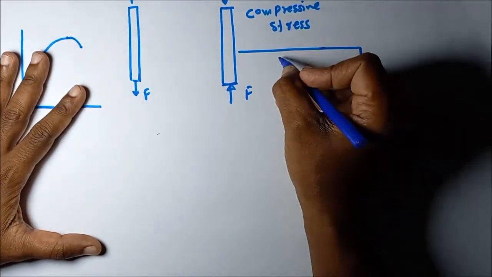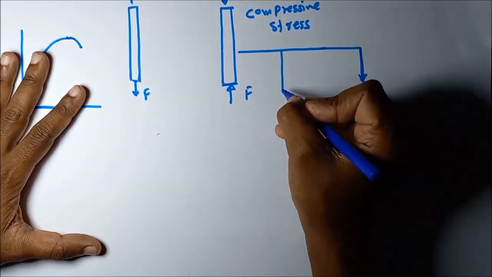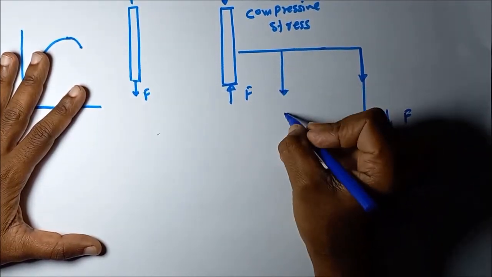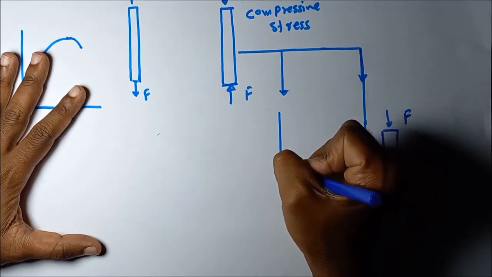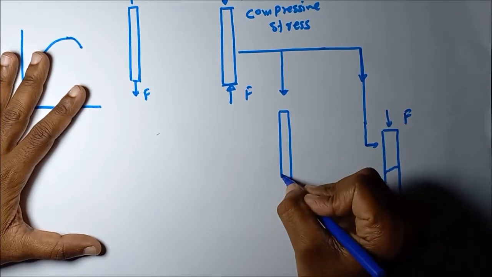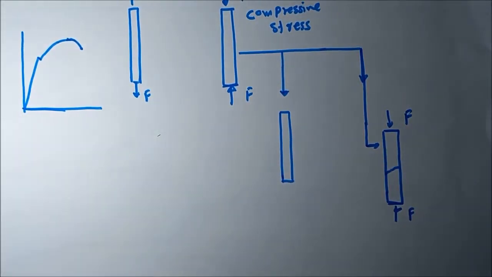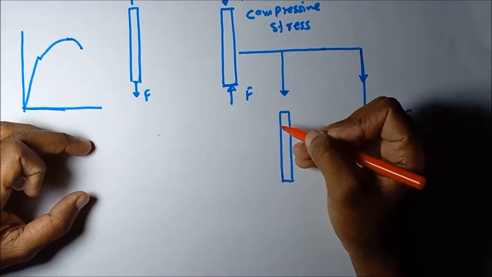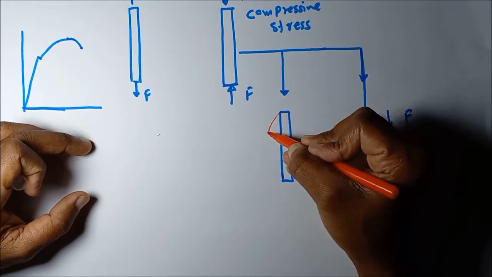Then there is another method to fail this component, called buckling. It is very important. When the structure takes this load, it deviates from its stable position. The vertical position is the stable position. It deviates from the stable position and forms this kind of buckle.